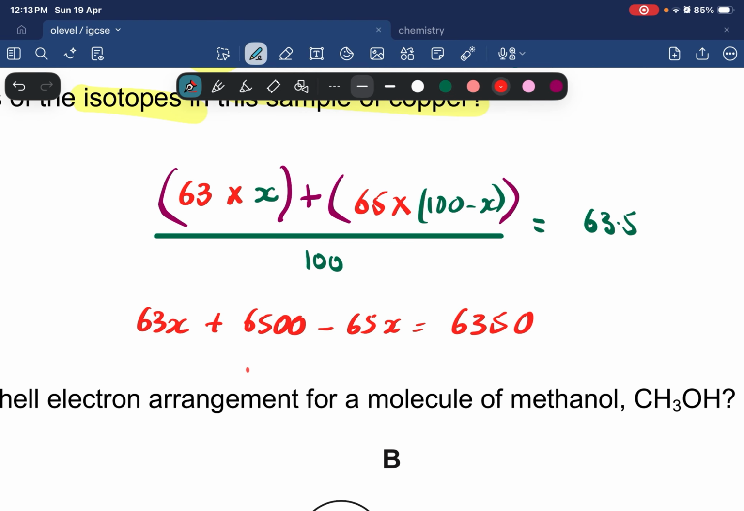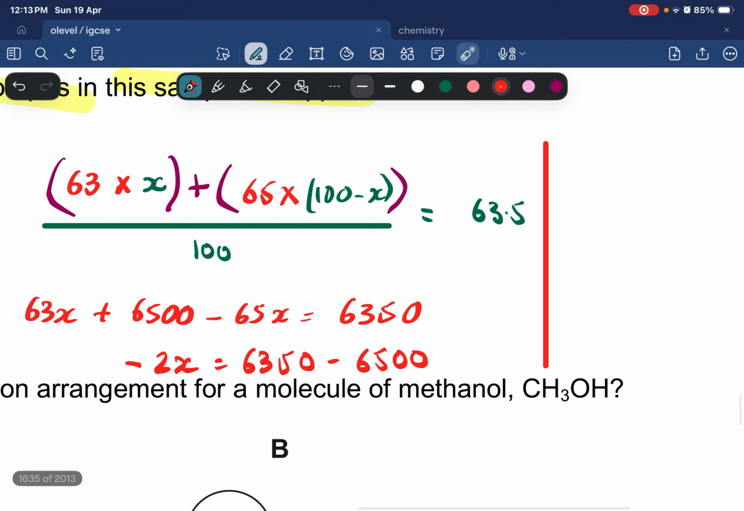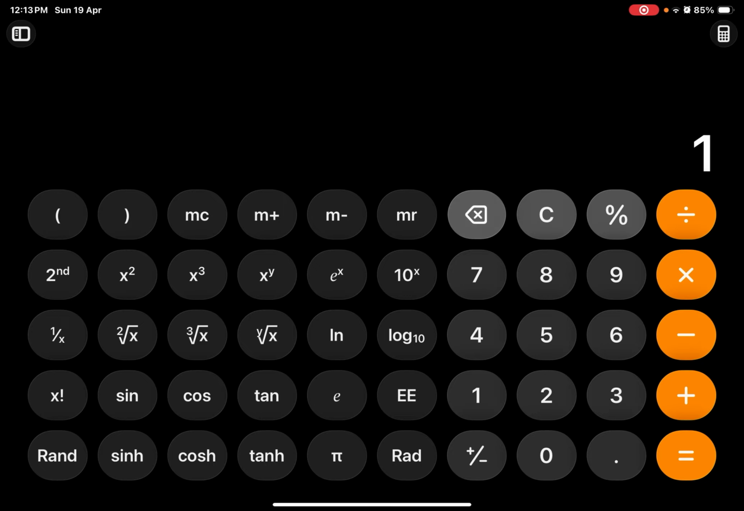This minus this is going to be minus 2x equals 6350 minus 6500. We solve it. I'm just doing simple maths. Multiply this with this, bring this here. Okay, so now 6350 minus 6500.